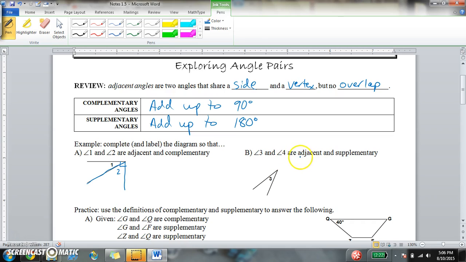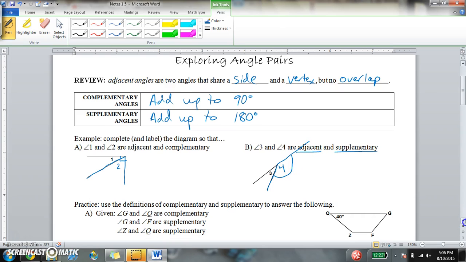Same thing for angle 3 and angle 4. I want them to be adjacent, and this time I want them to be supplementary. Supplementary means they add up to 180 degrees, which means that together they're going to make a straight line. So if this is the side that they are sharing, angle 4, I would just continue this other side of angle 3 so that it makes a straight line with angle 4, that angle from there to there.